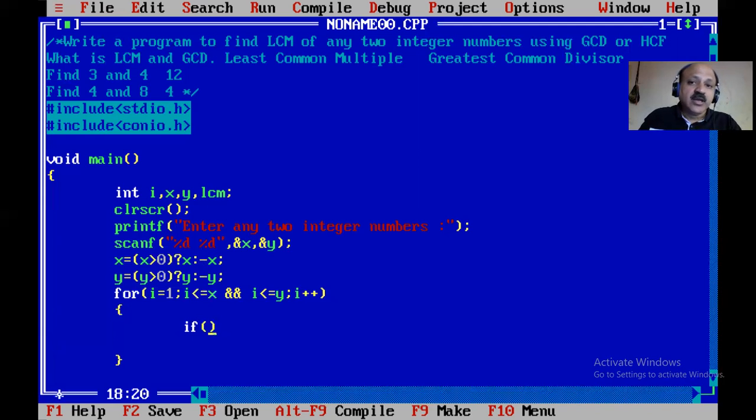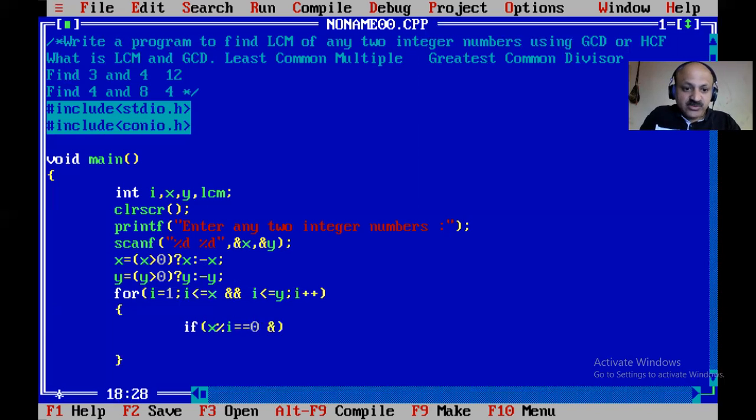So 4 is a common divisor of both 4 and 8. So that is the highest common factor. So that is what we find out. Here we can say that x modulo i is equal to 0.